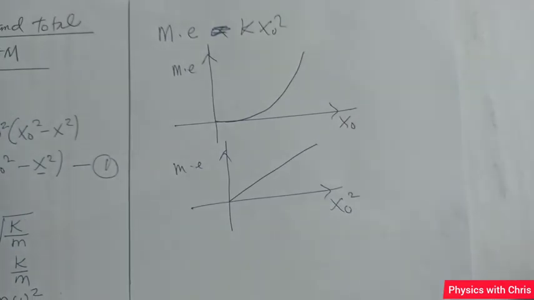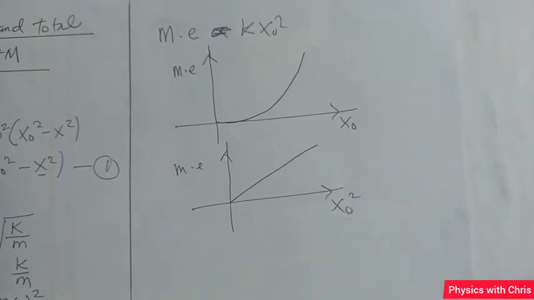So when the body is oscillating with constant amplitude x naught, it means the body is not losing energy. So we know that the body is losing energy when the oscillations are of decreasing amplitude.